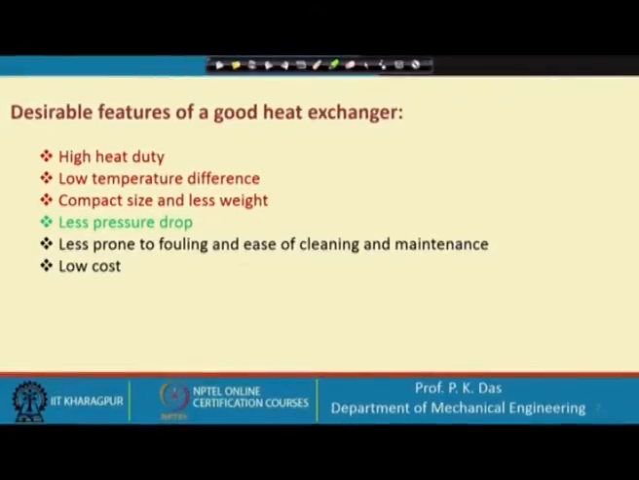So, the 4 points mentioned at the top are very important as far as the thermal hydraulics of the heat exchanger is concerned. We have to have high heat duty. We desire a low temperature difference between the two streams. We obviously want our heat exchanger to be small and lightweight, and there should be less pressure drop. So, with these 4 points, let us proceed.